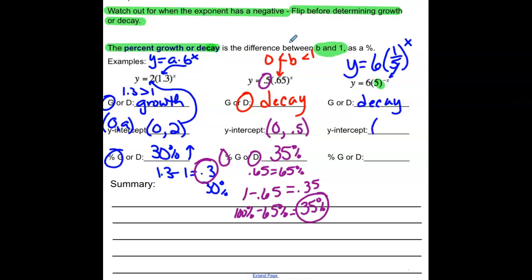My y-intercept comes from that front number, that's 6. And now to figure out the percent of growth or decay, think of 1/5. 1/5 is the same as 2/10 or 0.2. So right now there's a 20% piece in there. That means we're 80% away from being a whole. Okay? 1 minus 1/5 would give us 4/5 or 0.8. We're 80% away. So we have an 80% decay. This was a decay as well.